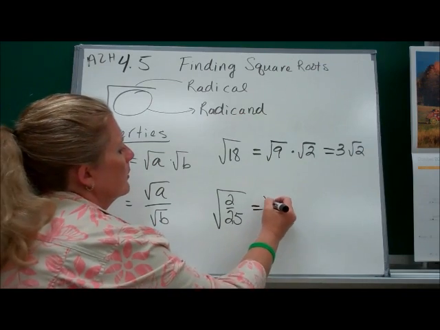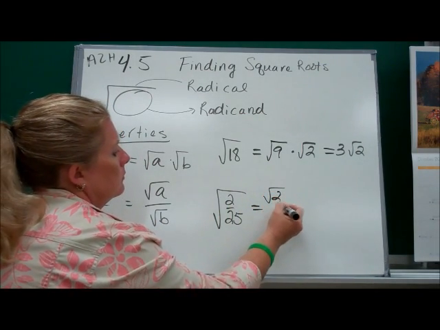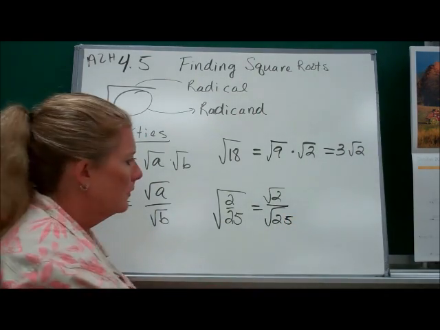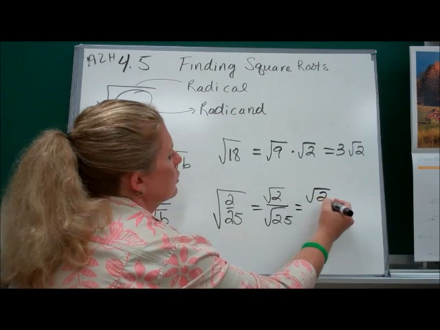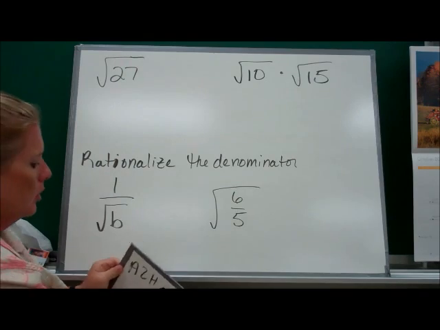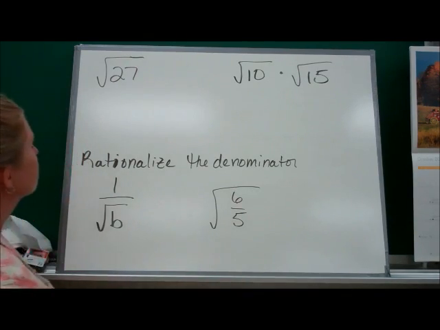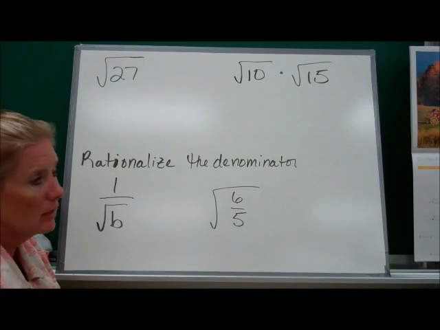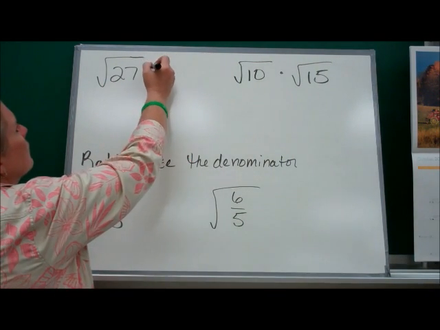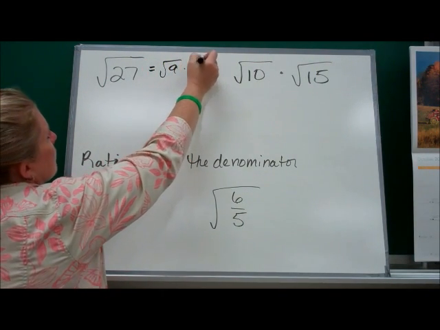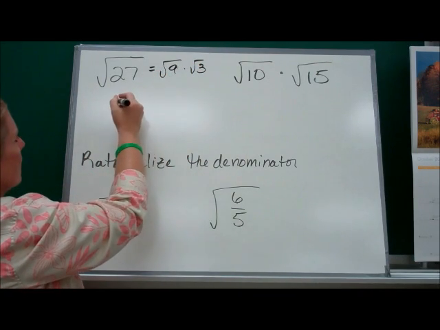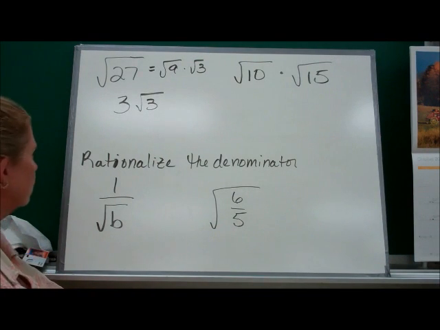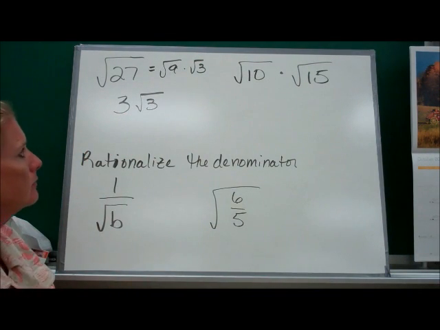This one, we're going to split it up. We're going to have the square root of 2 over the square root of 25. Well, what is the square root of 25? It is 5. So the square root of 2 over 5. Here we've got the square root of 27. Well, 27 is 9 times 3. That's it. 9 times 3. So we've got the square root of 9 times the square root of 3. Take the square root of the 9, becomes a 3, and then the other square root of 3 is just along for the ride. So it's 3 times the square root of 3.